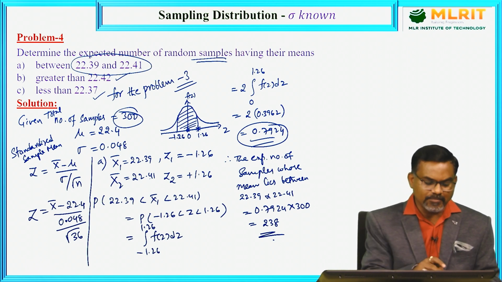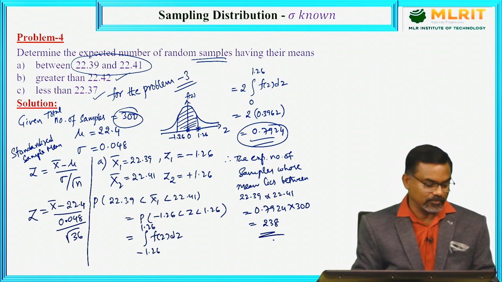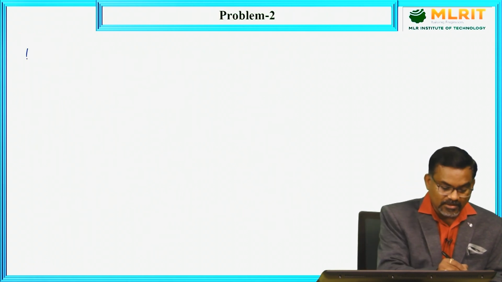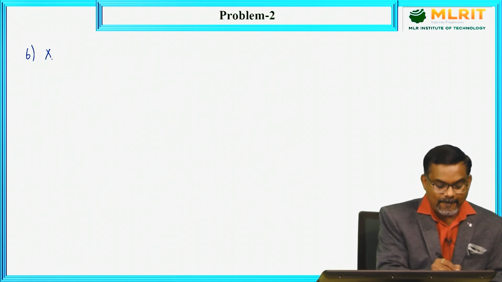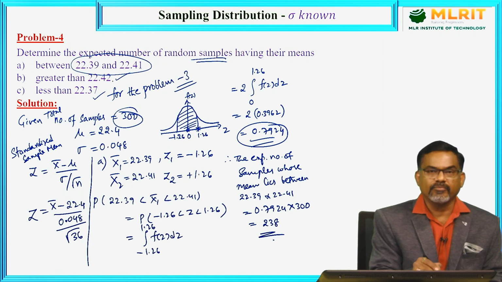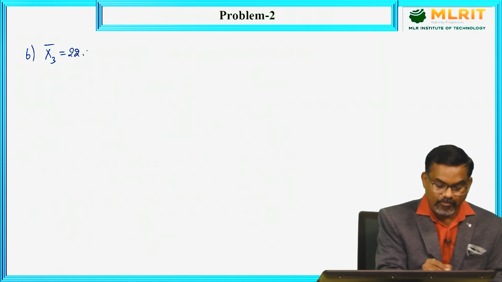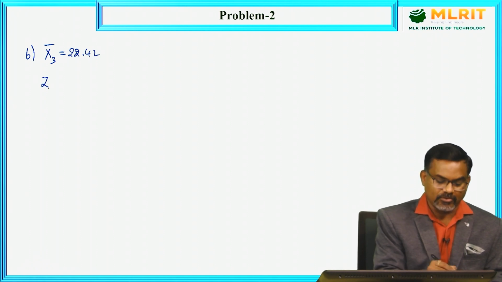Similarly, the second problem, greater than 22.42. So, the second one, x3 bar is 22.42. Now, if x3 bar is 22.42, what is Z3?